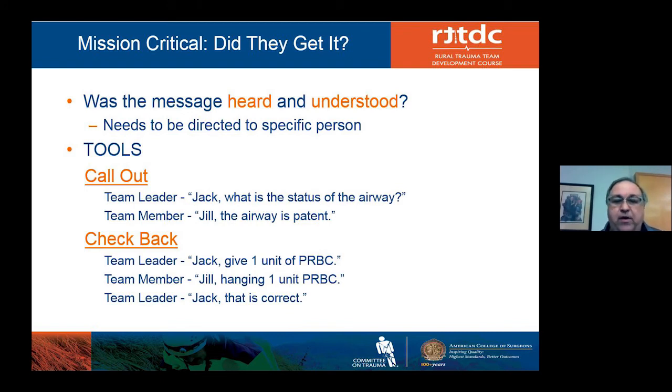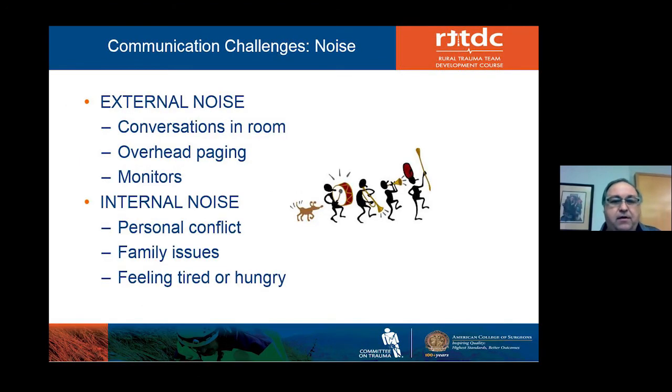What is the airway? Airway is patent. Instead of saying, I need a unit of blood, Jack, will you get me a unit of blood? Going for the unit of blood, the unit of blood is hung, unit of blood is running, that kind of stuff. Communication is key. Seems simple, but when you're focused on trying to get an airway or putting a tube in, that's your whole world at that time. You don't recognize other things that may be going on at that time.